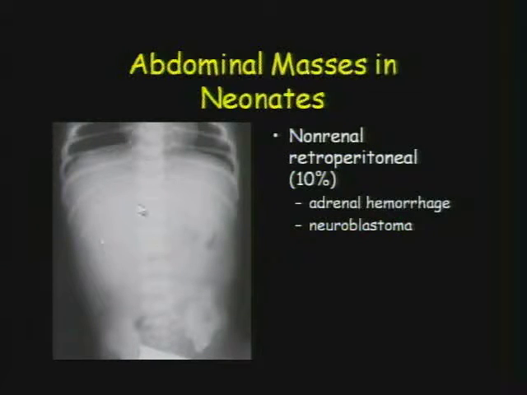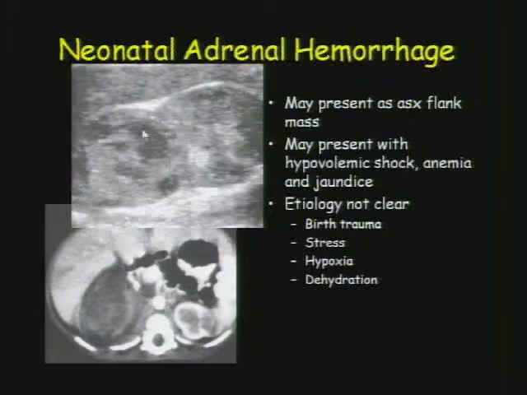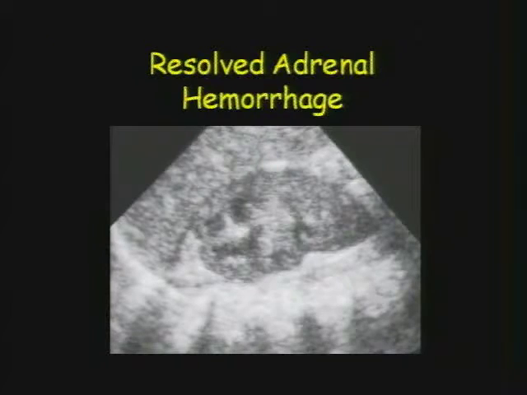This patient has a mass in the right upper quadrant, and here we can see this is an adrenal hemorrhage with a complex mass superior to the right kidney. I don't know why this kid got a CT scan, but they did, and here you can see the hypodense mass above the level of the kidney. Neonatal adrenal hemorrhage is usually an asymptomatic flank mass in a child that's been shocked. Somehow they may have anemia and jaundice. That shock can be birth trauma or stress or infection.